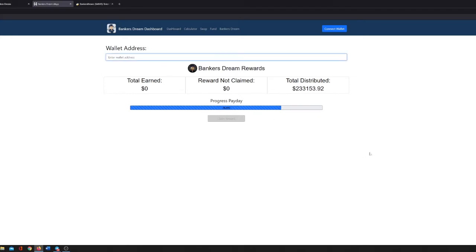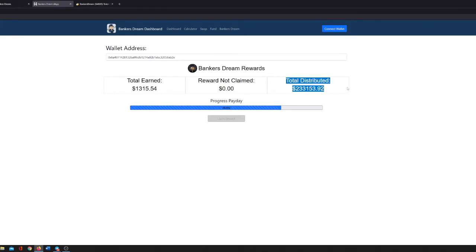You are able to copy your wallet address, or basically any wallet address, and you can put this wallet address in here. You just have to copy paste it in. There is no need to actually connect your wallet to the dashboard. Simply copy paste it in, and then you have a quick overview of the total you earned so far, of the rewards not claimed, so the rewards which have been sold already with the contract sell but are not distributed yet for the wallet you put in here at the top. And you always will see a total distributed.